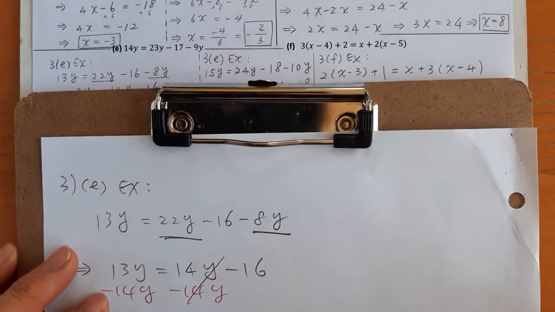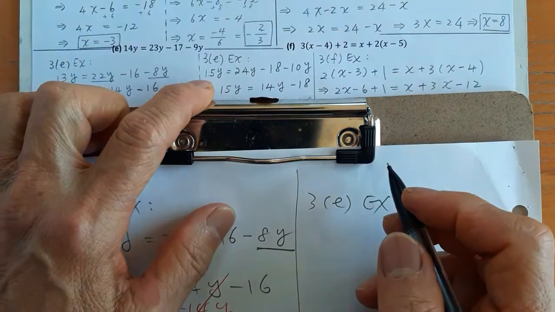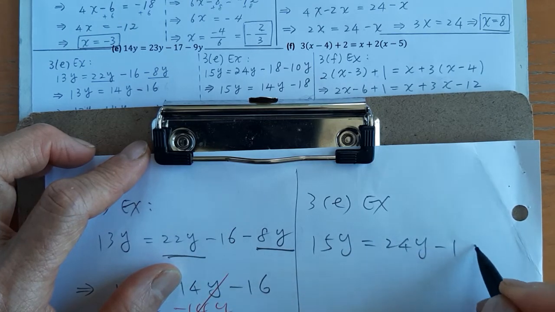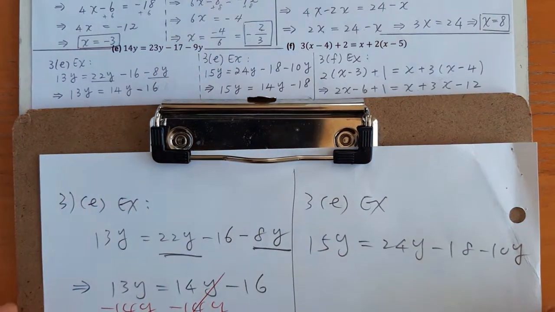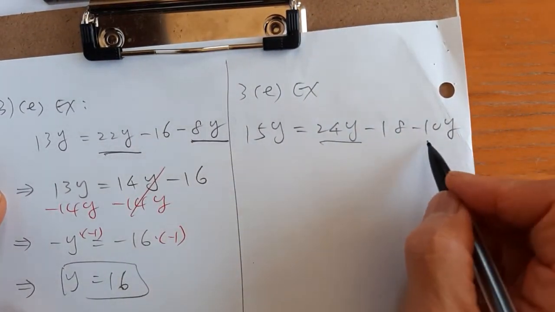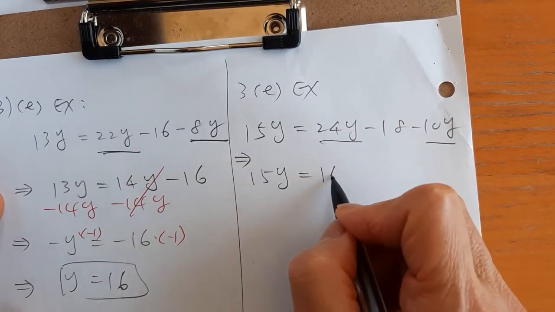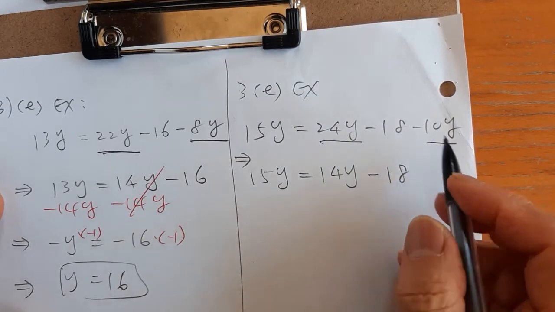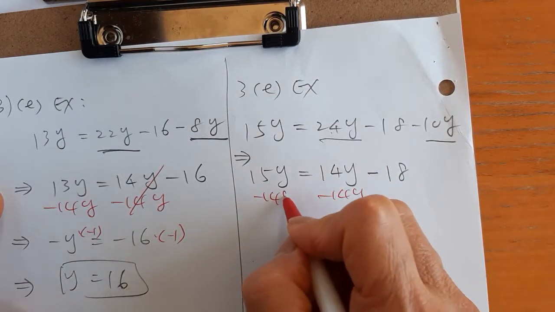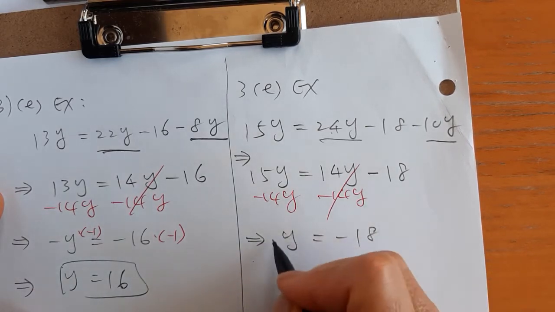3e, another example. Next example is here: 15y equals 24y minus 18 minus 10y. So also first of all, we combine like terms. 24y minus 10y will be 14y minus 18. Then subtract 14y from both sides. So 15y minus 14y is y, so y equals negative 18.